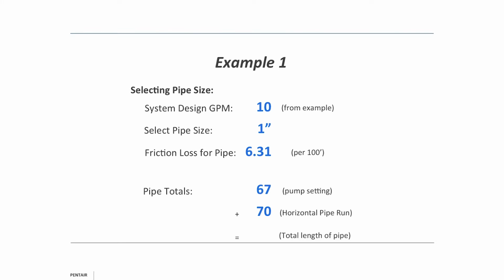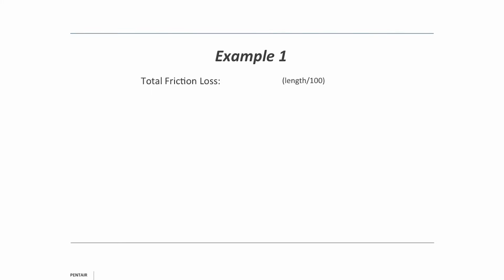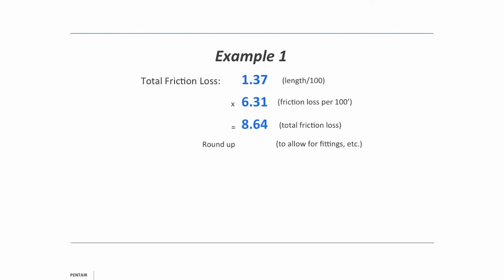Okay? Now, I take that 137 and divide it by 100, because that's what my chart was based upon, 100-foot lengths. That gives me 1.37 units. Times the 6.31 tells me my total friction loss in 137 feet of pipe is 8.64. This is where I cover my interest. I'm going to round that up to 9 feet, because if you notice, I didn't calculate for any fittings. We have at least one fitting for the pitless adapter, possibly one more to go into the tank. I didn't account for those. I just rounded up the number.